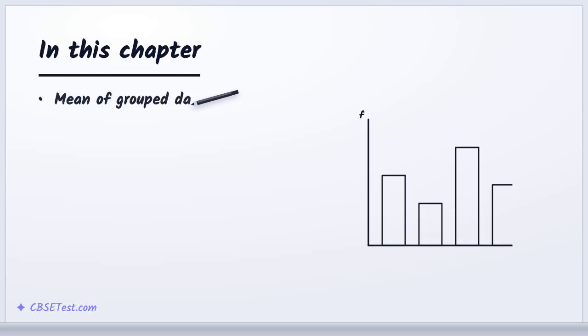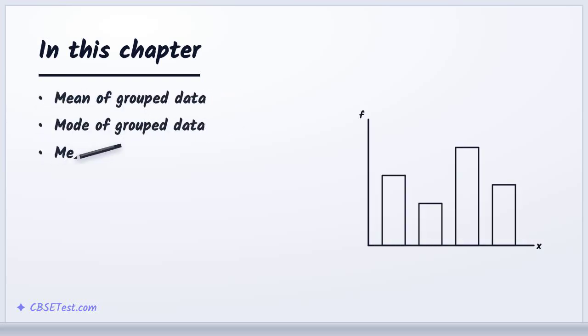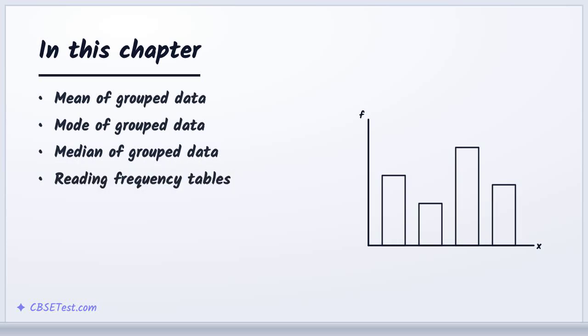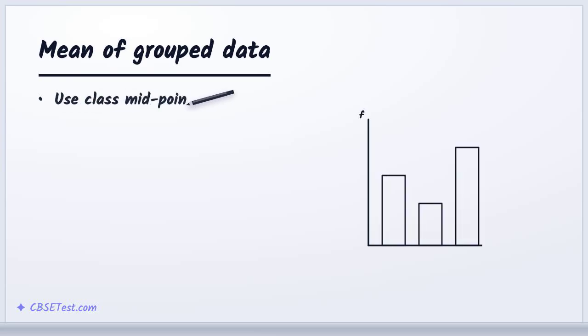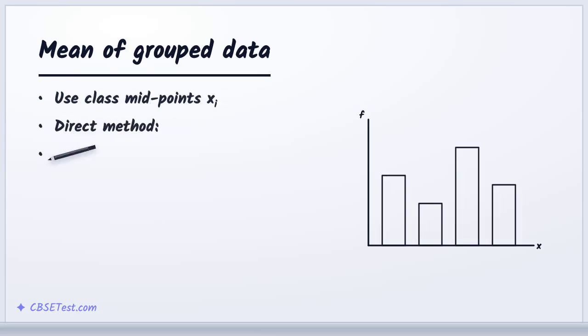In Class 10, statistics works with grouped data, values sorted into class intervals. We'll find the three averages, mean, mode, and median from a frequency table. For grouped data, take each class's midpoint xi as its representative value. The mean is then the sum of frequency times midpoint divided by the total frequency.